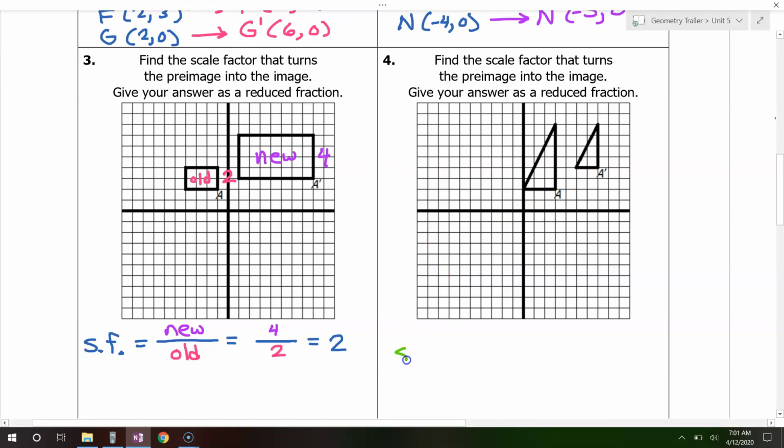So looking at problem number 4, if I want to find the scale factor, I need to do new over old. So let's just use the base of this triangle. The new has a base of 2, whereas the old has a base of 3. So if I do new over old, that's going to be 2 over 3. So that would be the scale factor for problem number 4.